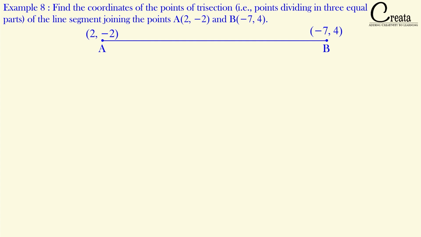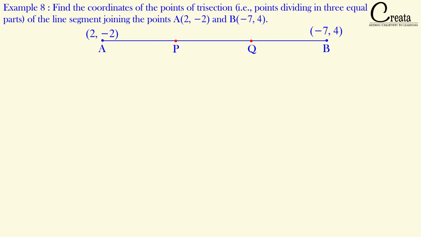This line segment AB is divided into 3 equal parts. That is trisection, 3 equal parts. Tri is 3. Let's give the name P and Q to the 2 points which are dividing the line segment into 3 equal parts. These points P and Q divide the line segment AB into 3 equal parts. So we know the coordinates of point A and point B, and we have to find the coordinates of points P and Q. So this is the observation we got from the question. Let's approach the question.